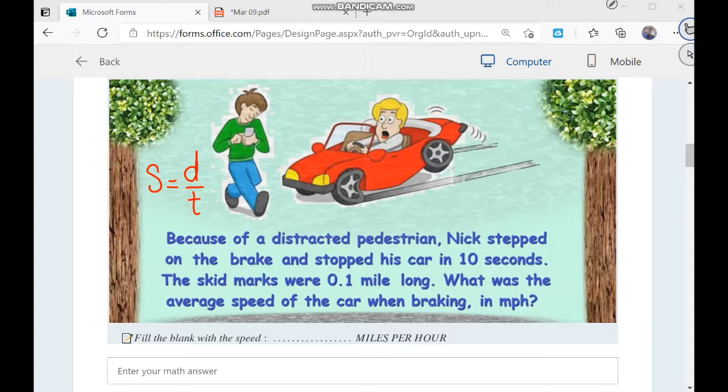If Nick stepped on the brake and the car stopped in 10 seconds, then he checked the skid marks. It was 0.1 mile long, the skid mark of the braking. What was the average speed of the car when braking in miles per hour? What is the answer? And send me your messages. Tell me your guesses.